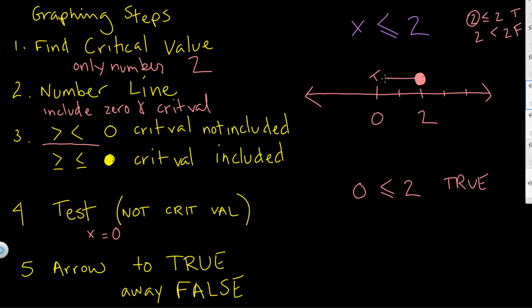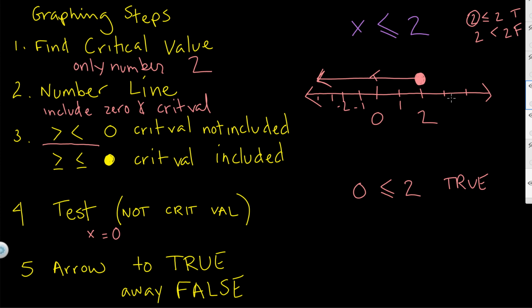So that means my arrow goes this way. And what this indicates is all of these numbers over here, and it keeps going. That's what the arrow is indicating. It keeps going this direction. So what that means is that all of these numbers are less than or equal to 2. So we've got 1 here, 0, -1, -2, etc. All these numbers underneath this arrow make this true.